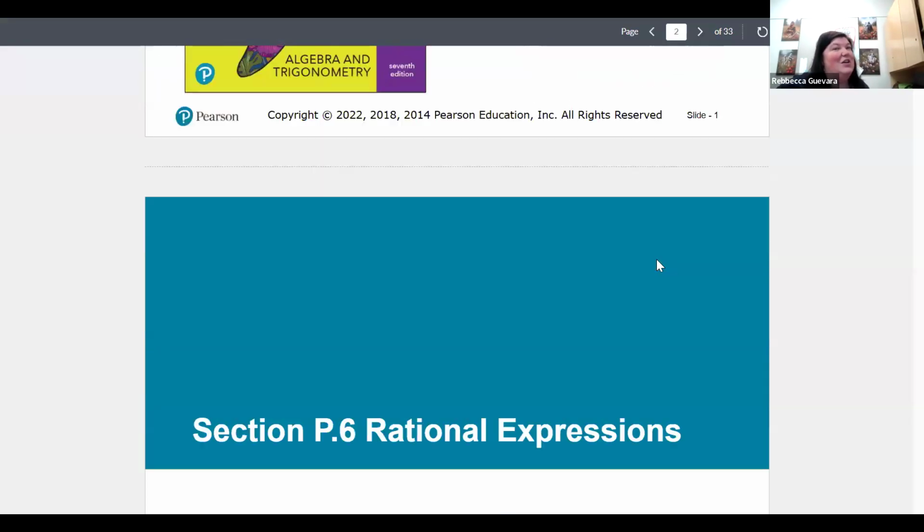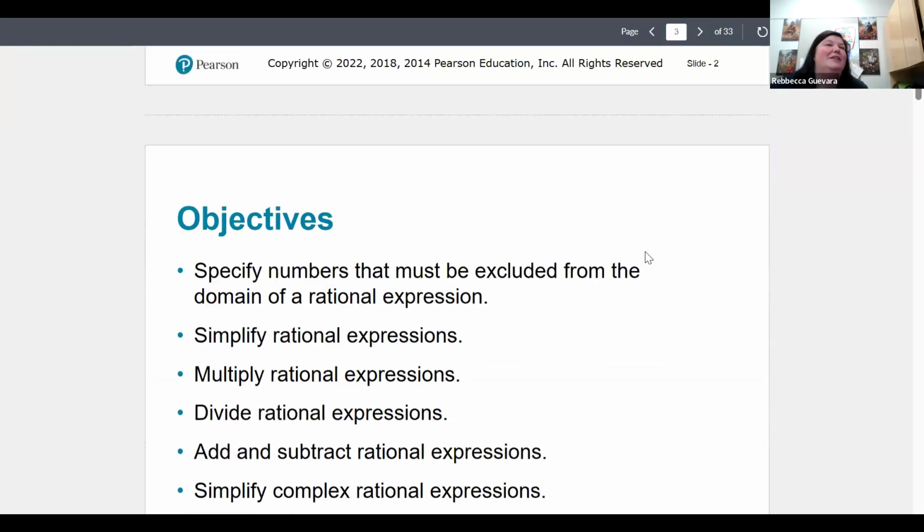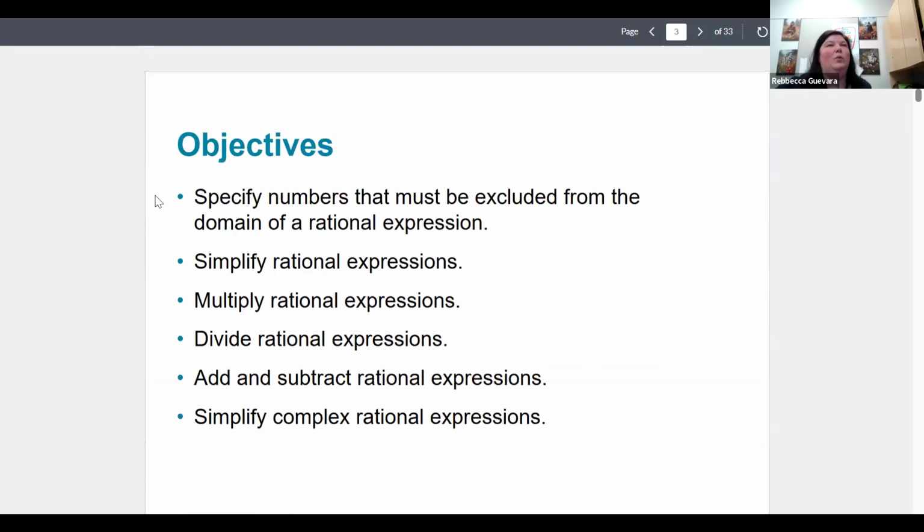All right, we're back for more exciting algebra topics. Now we're going to go on to P.6, rational expressions. What we're going to do is cover basics about a rational expression, partly like about domain, but later we'll have a more formalized definition of domain. So expect there to be a little change here. Talk about simplifying expressions, multiplying rational expressions, dividing, adding, subtracting, and simplifying complex rational expressions.